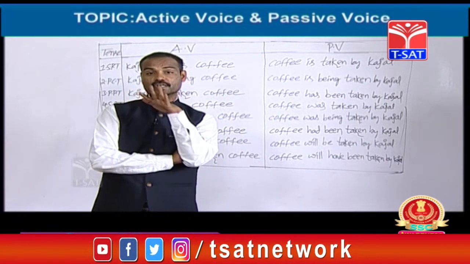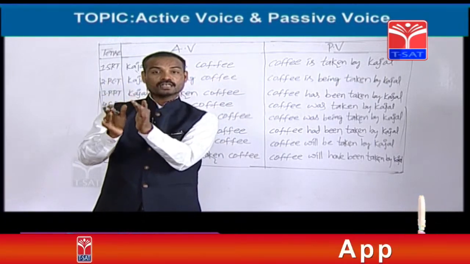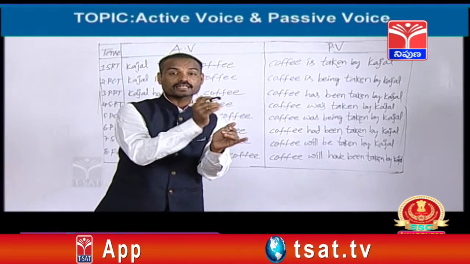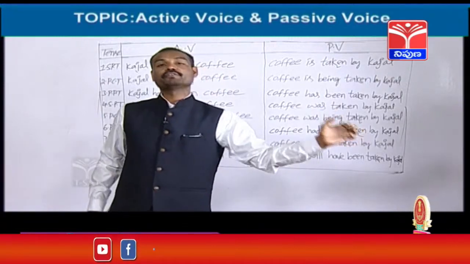Active voice is my friends are playing tennis. The passive voice is tennis is being. Why should we use being here? Because in the active voice ing form is there. Tennis is being played by my friends.